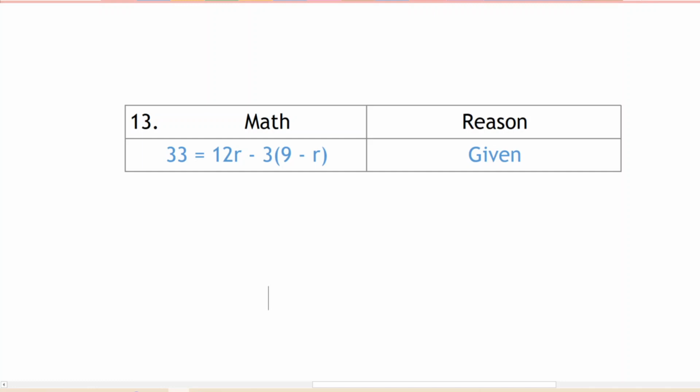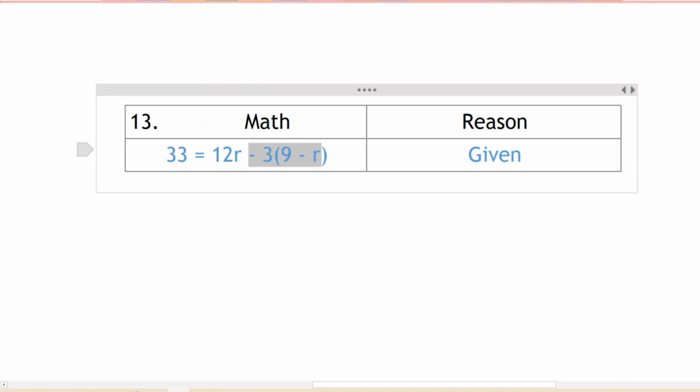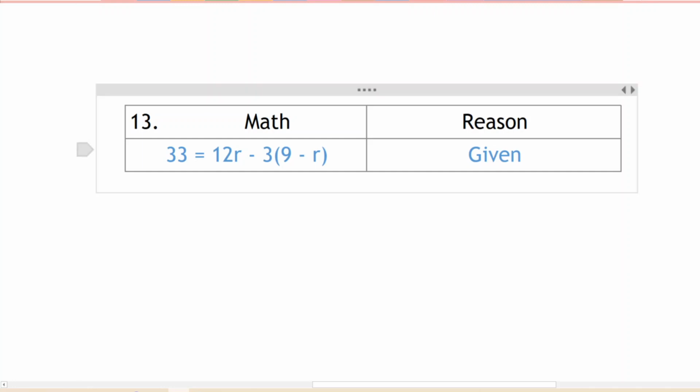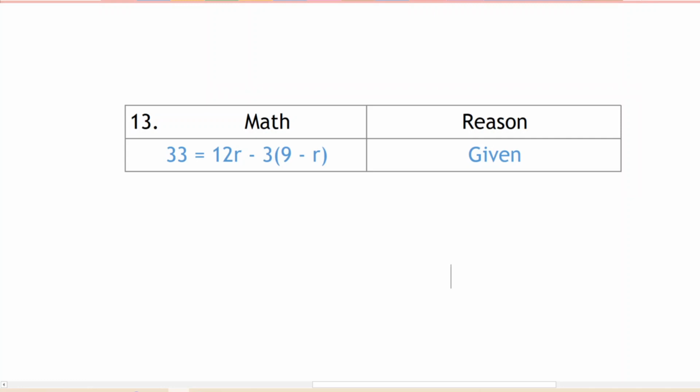Now 13, that's another distribution, and hopefully you can see where the distribution is. It's right over here. We've got that negative 3 multiplied by 9 minus r. Now before I can do the distribution, I do want to approach this a little bit differently. Now minus signs in algebra really should make you nervous, and if they don't, you really need to learn to be nervous every time you see that negative sign, and you've got to take extra care to make sure that you do something correct with it.